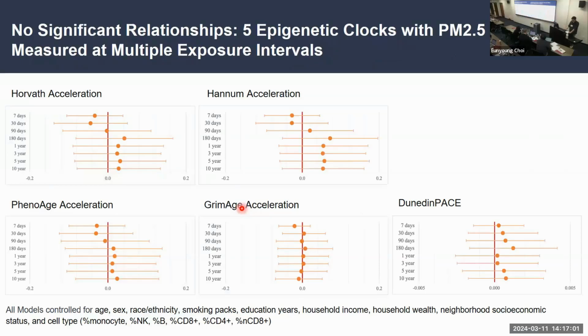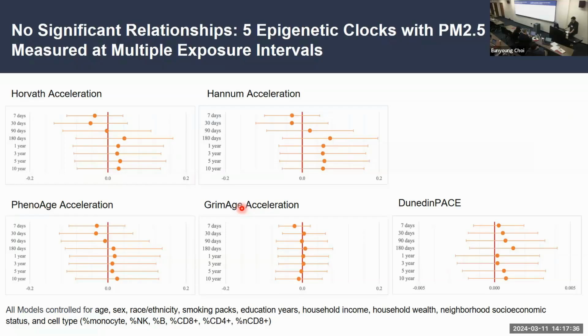And here are the multi-level linear mixed models for our main models. We have 5 figures here because we have 5 epigenetic aging measures as the outcomes. Within the figure, each row is a separate model using the PM2.5 measure at the corresponding exposure interval to predict epigenetic age acceleration. All models control for all covariates, and as you can see, like I mentioned, none of the associations are significant. We actually have tried even more models than these.